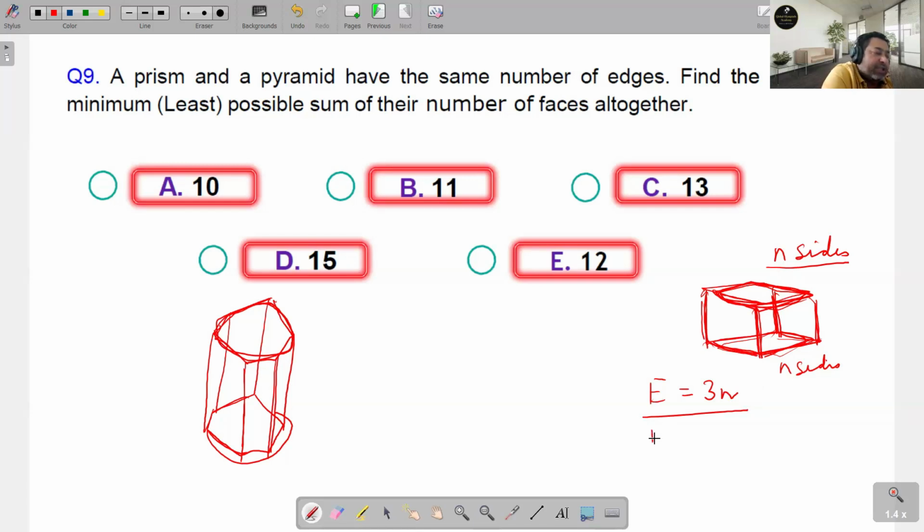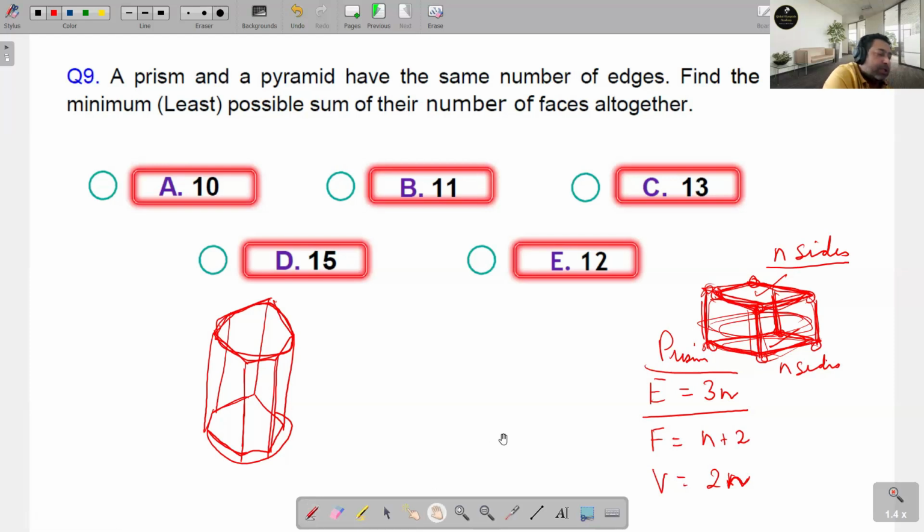At the same time, there is a face on top, there's a face at the bottom, and then there are n faces wrapped around it. For each side, there is one face falling down. So the faces are n plus 2 typically. And the vertices here, vertices is not being asked, but I'm just sharing that knowledge. The vertices are going to be 2 times n. There are n vertices on top and n vertices at the bottom. 2 times n. This is for a prism.